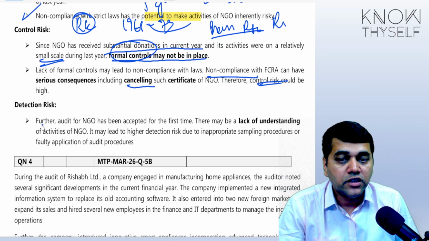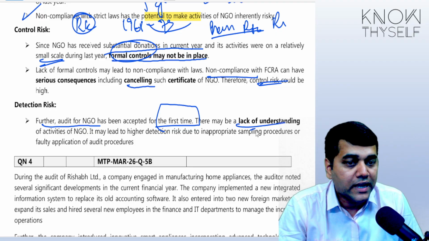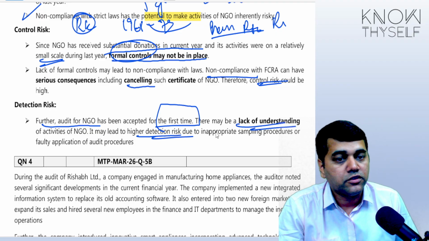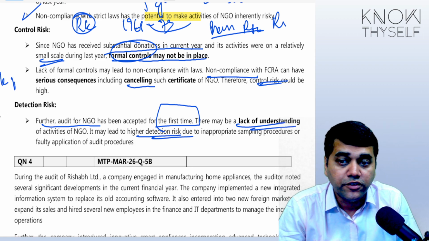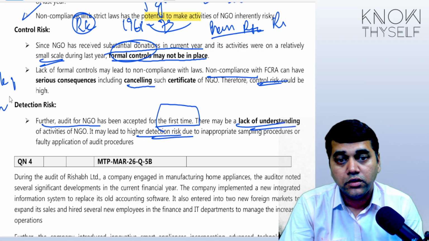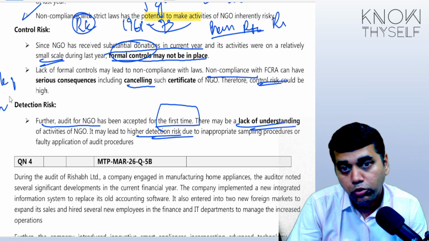Now, since this is the first time for the NGO, and you are also an auditor for the first time, you also lack the understanding. So your detection risk is also high. That means, students, this audit is a very risky audit for you this year. Be careful. Don't consider this audit like any other audit. You have to pay more attention this year.